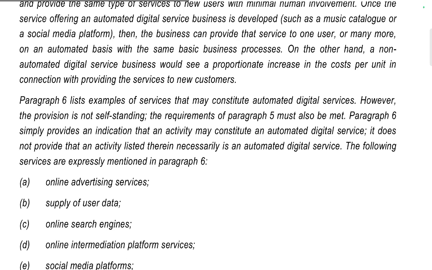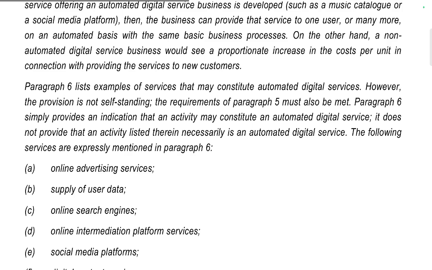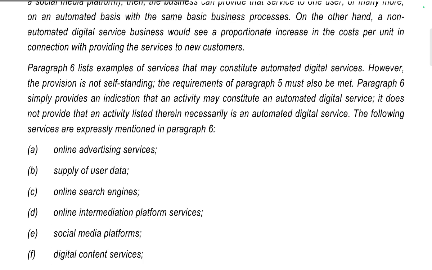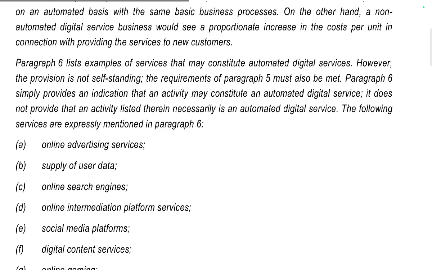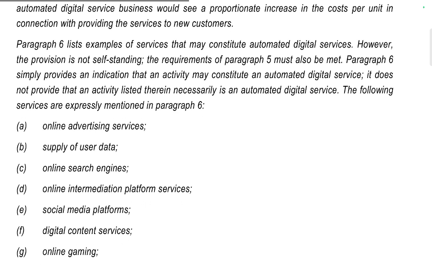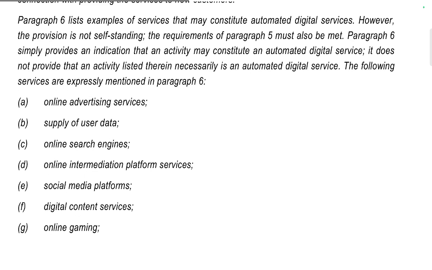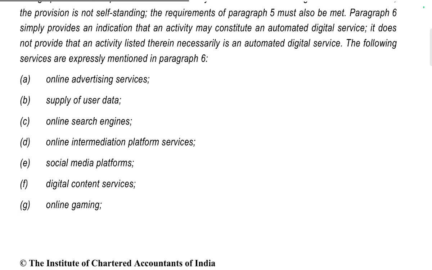Paragraph 6 lists examples of services that may constitute automated digital services. However, the requirement of Article 5 should also be met. The paragraph simply provides an indication that the activities may constitute automated digital services. It does not provide that the activities listed therein are necessarily automated digital services. The following activities are explicitly mentioned in paragraph 6.